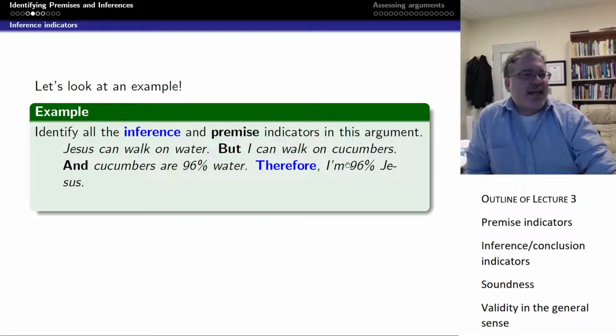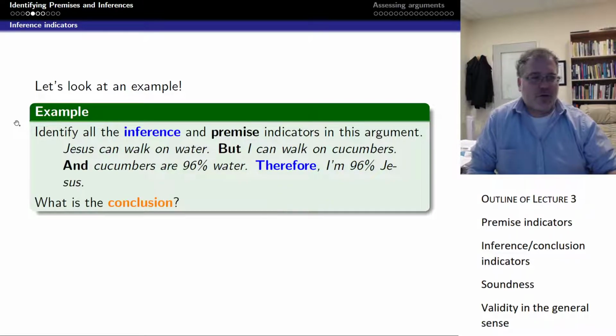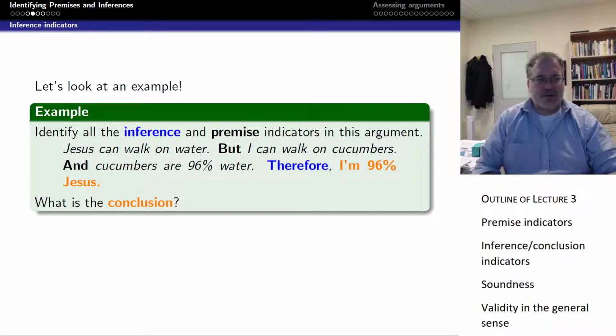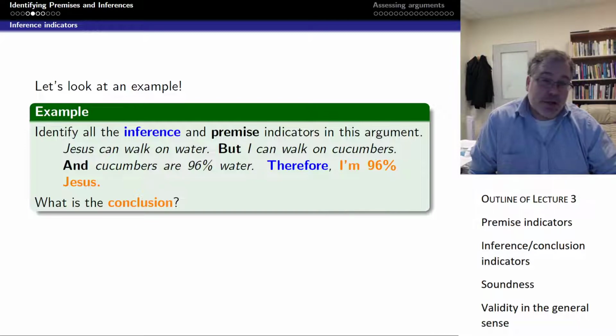else. And that something else is the conclusion, which is introduced with the inference or conclusion indicator, therefore. So then what is the conclusion? Well, this is what is announced by the inference indicator, therefore. So it's the sentence, the silly sentence, I'm 96% Jesus. So hopefully nothing hard there. Let's do a couple more examples just to make sure we're on top of that.